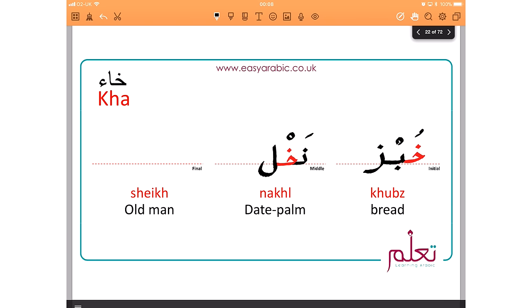Last one we have is Sheikh. It starts with the seen. Sha, the three nuktas. Then we have the ya. Shay. And if we take that slightly up, because the kha needs to come at the end. Then we have the kha.